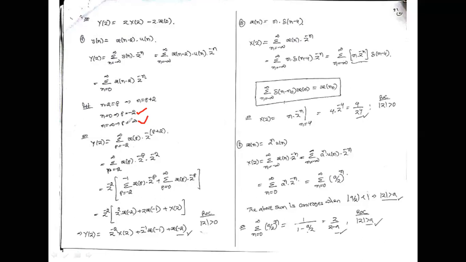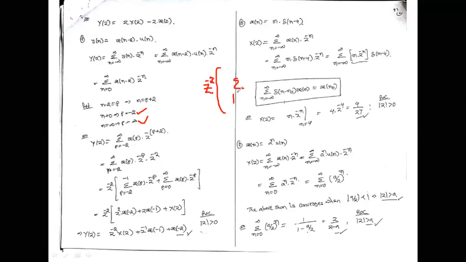So substitute here n minus 2 as p, and n is p plus 2. So the sum over p equal to minus 2 to infinity of x of p z power minus p, z power minus 2. Got it, my dear students? Now z power minus 2 we can take as a common multiplication factor. What is the function remaining here?